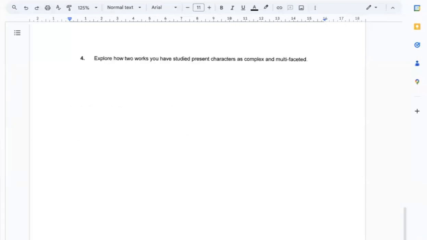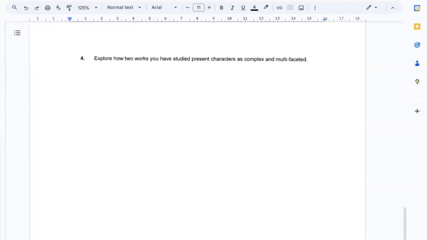Last question, explore how 2 works you have studied present characters as complex and multifaceted. This is a really intriguing question. And there are multiple ways to approach this essay question. However, to make the idea composition pretty straightforward, I have just decided to divide my points according to different character types.